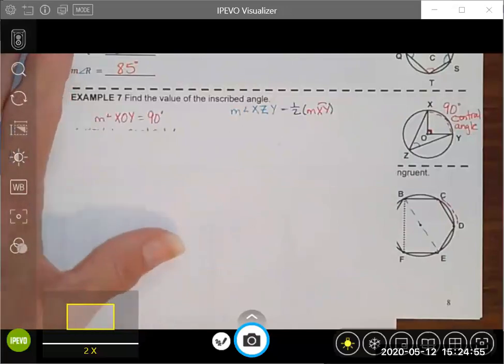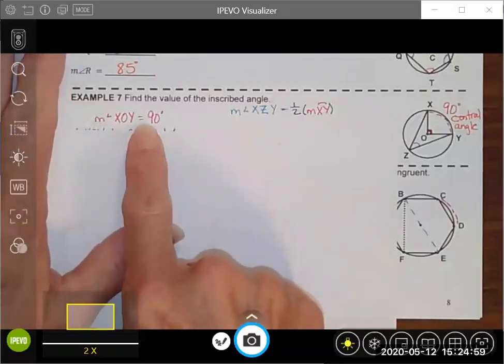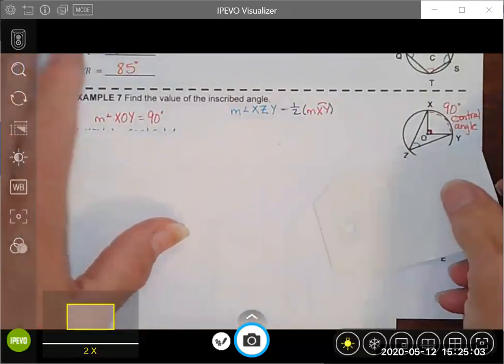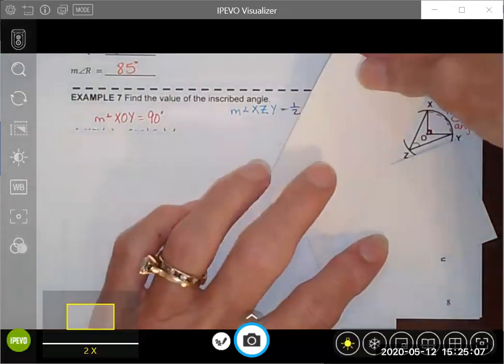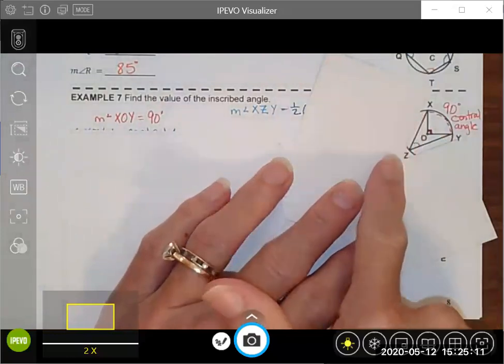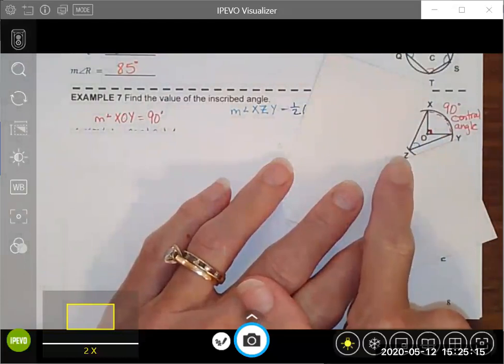I think I wrote that down over here. The measure of XOY equals 90 degrees. And then I also notice that I have an inscribed angle here. So I'm going to cover up this part of the circle, and this part of the circle. And I note that angle XZY is inscribed. Z is on the circle.